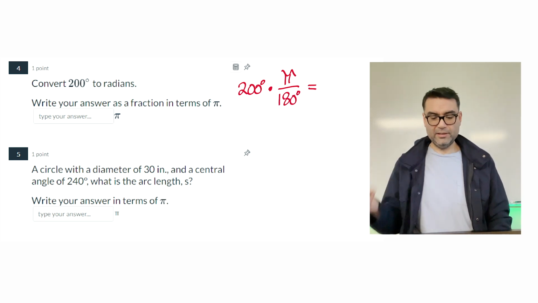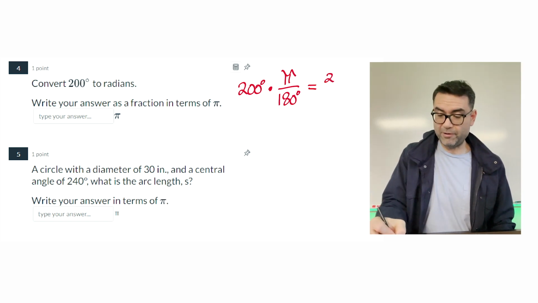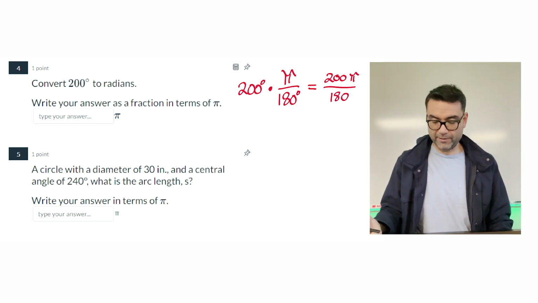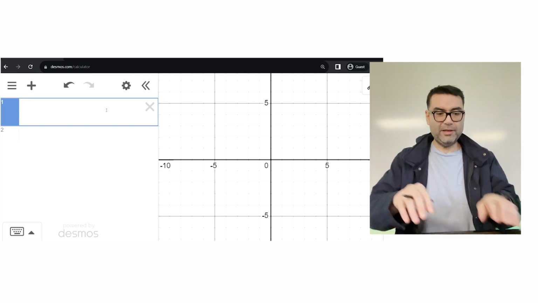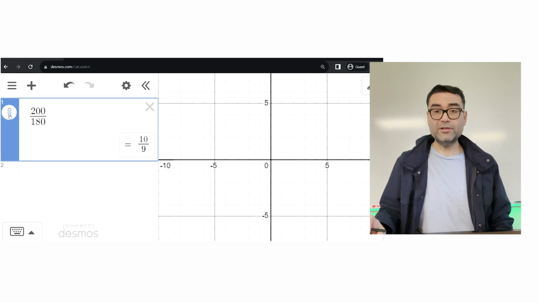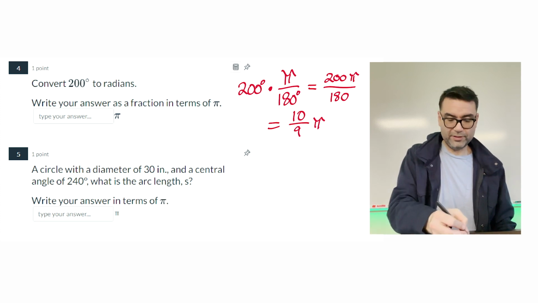And again, as long as you want Desmos to handle your fraction work for you, right? Because right now we have 200 pi over 180. And if you can't simplify 200 over 180, just go to Desmos and type in 200 over 180. And yes, it'll give you a decimal, but if you hit this little icon on the side, it'll convert to a fraction, which is 10/9. So our answer is 10/9 pi. So just 10/9 would go in this space here, 10/9.